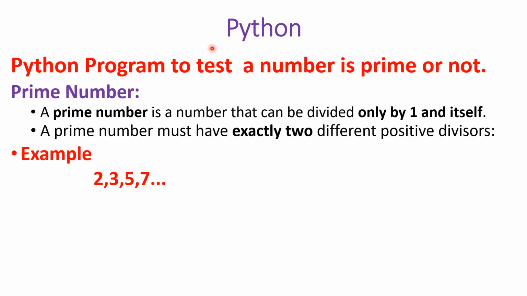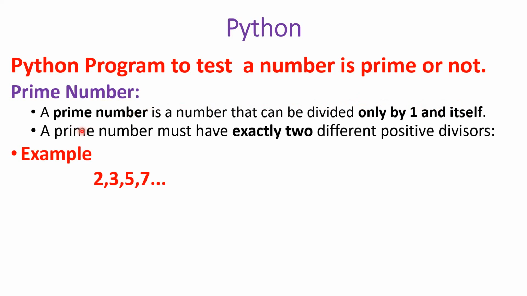Hello friends, we are going to write a Python program to test whether a number is prime or not. So what is a prime number? A prime number is a number that can be divided only by 1 and itself.